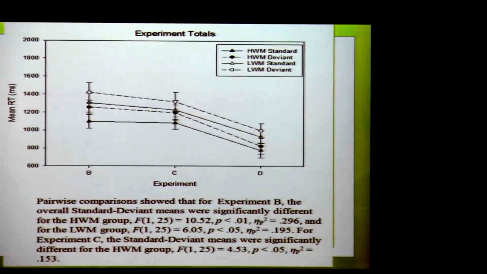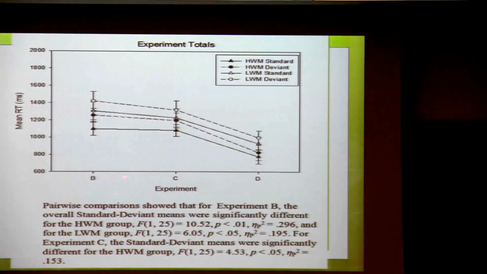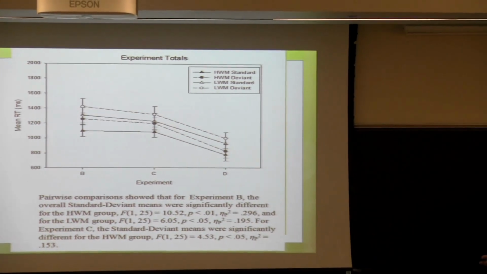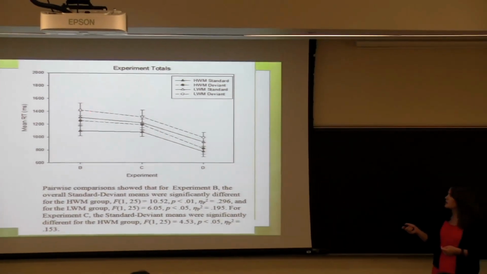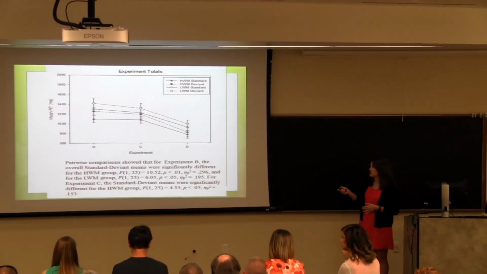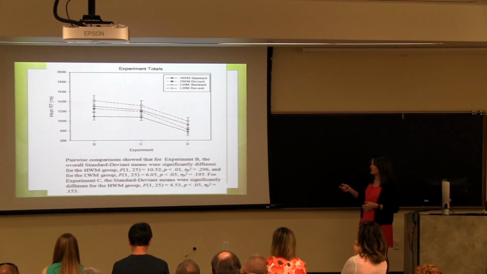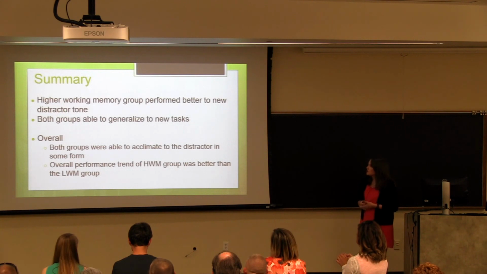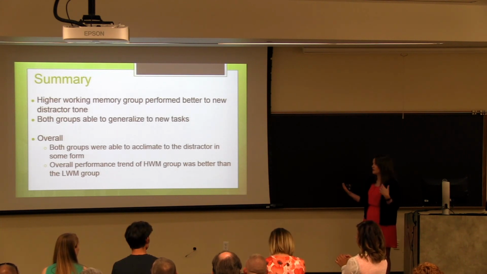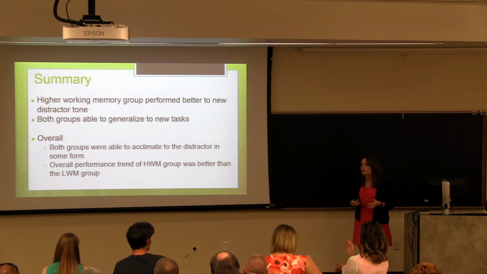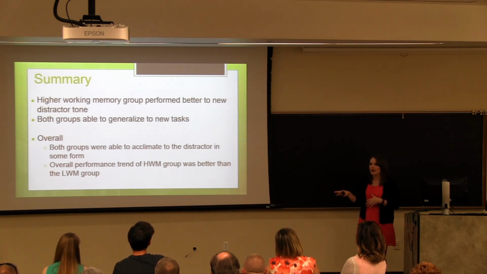Then we come to our experiment totals. So you see here the bottom changed a little bit. We've got experiment B, C, and D. And here we're just looking at the trend of low working memory group again overall was just a little bit slower and didn't adapt quite as well as the high working memory group did. So in summary, high working memory group better at new distractors than the low working memory group, and both groups were able to generalize to new tasks.